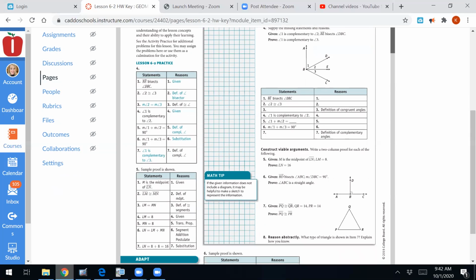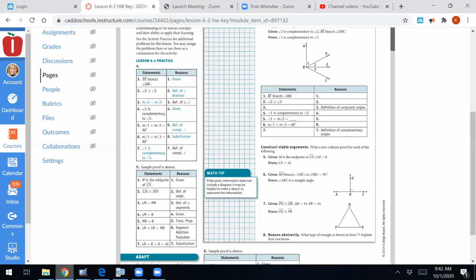Okay. Here is the key. Right here. Number 4. You had to fill in the blanks. So the first one is given. All right. So that one's just given. Then after that, it tells you that angle 2 is going to be congruent to angle 3. Well, you know that because of the definition of angle bisector. Okay. Then it says, okay, definition of congruent angles. Well, that's talking about the measurements. So they've added the m's. So m angle 2 equals m angle 3.